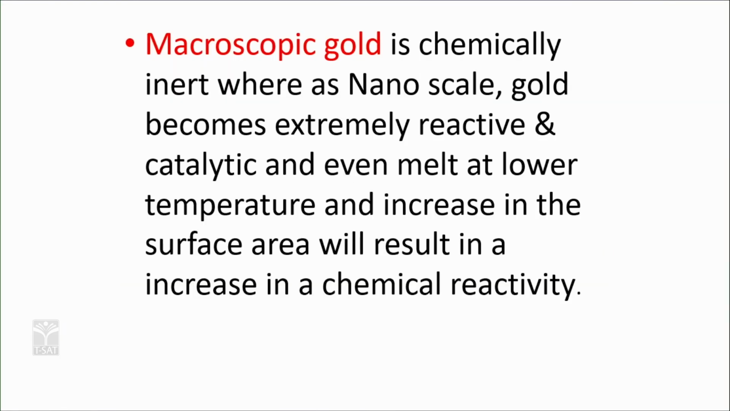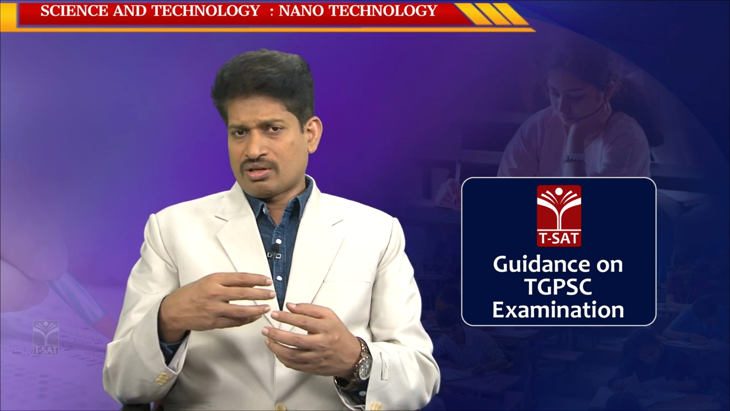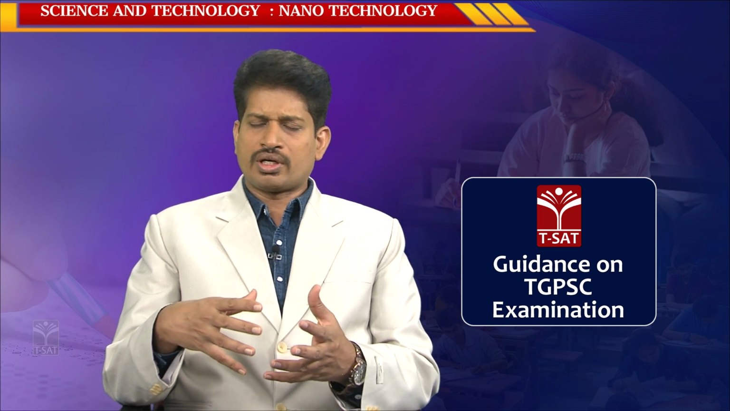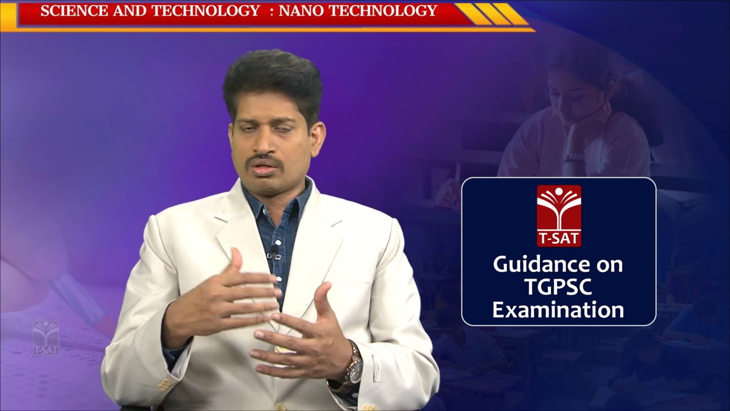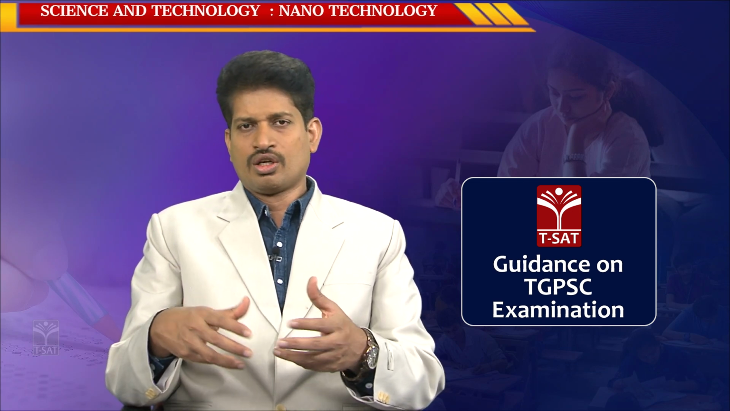The other application of nanotechnology: macroscopic gold is chemically inert, whereas at nanoscale gold becomes extremely reactive, catalytic, and even melts at lower temperatures, and an increase in the surface area results in an increase in chemical reactivity. So, what do you mean by this? Gold doesn't react much at macro scales, but when you are able to control it at the microscopic level, at nanoscale, the gold melts at a lower temperature, which can act as a better catalyst, and can also be used in photovoltaics for better power generation.